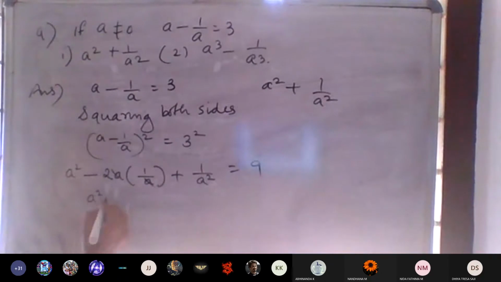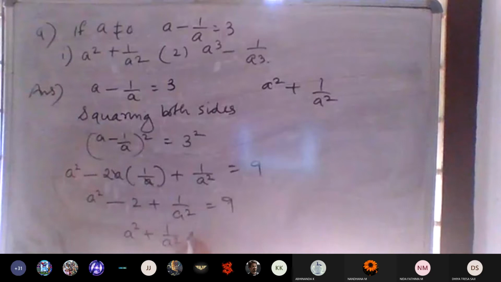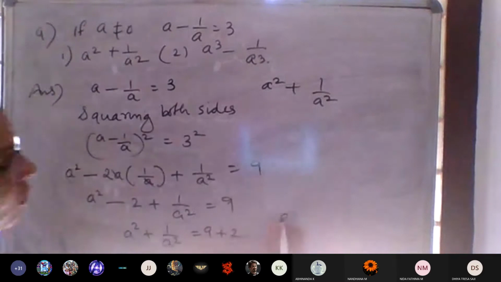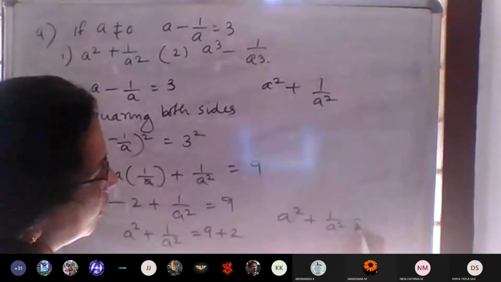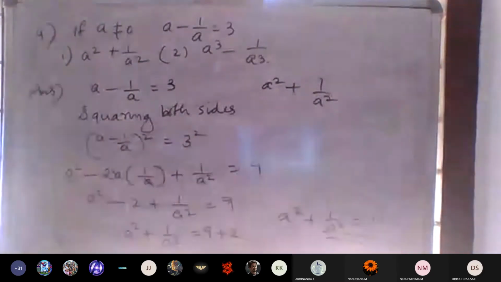A we can cancel. a square minus 2 plus 1 by a square is equal to 9. Then a square plus 1 by a square together: directly you can write, now this 2 to the right side, it will become plus 2. So what will be the answer? 11. a square plus 1 by a square is equal to 11. So the first part is completed. Therefore a square plus 1 by a square is equal to 11. That is our first part.